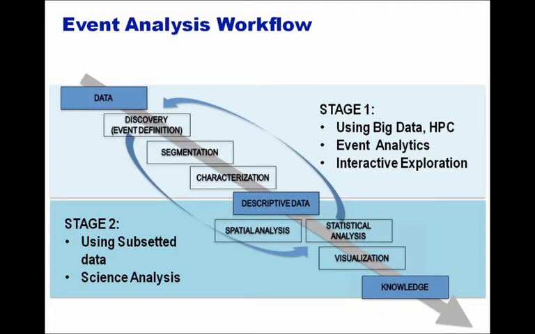This is still evolving in terms of how we envision the event analysis workflow, and we think there are two stages to this. The first stage is working with the big data on an HPC, where you're focusing on the analytics part, which is more of an interactive exploration part. Then you go to the second stage, where you've done your discovery of the data, you've done discovery of your event, and you've done the segmentation and the characterization of that event. You reach that descriptive data part, where it's a much smaller piece that you can bring down to do your detailed science analysis. But it's not as clear-cut. There are obviously overlaps between the two, and the struggle is finding out what you can do at different stages and what would be the most useful.